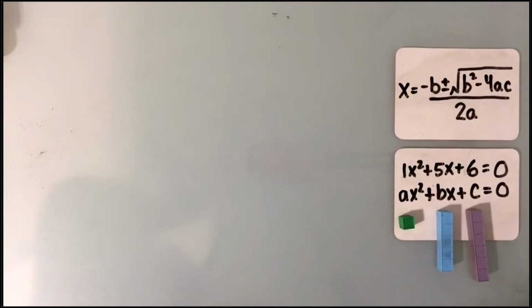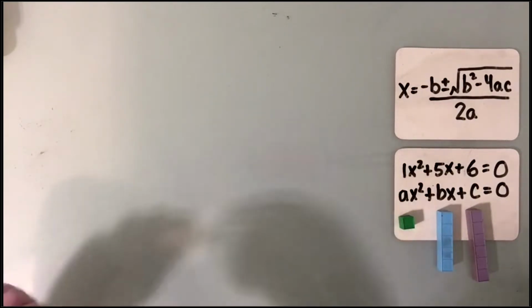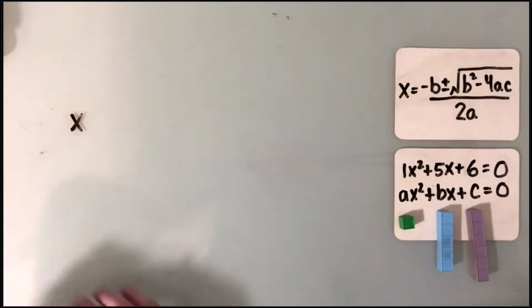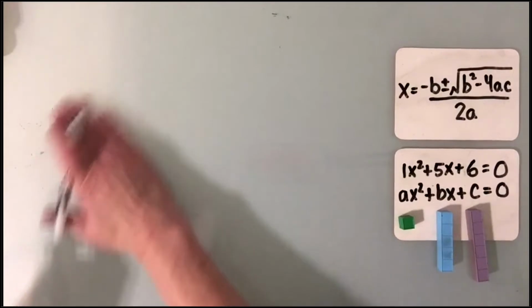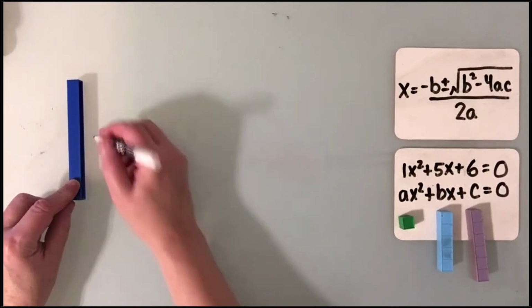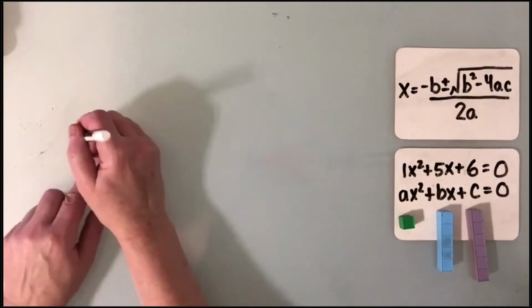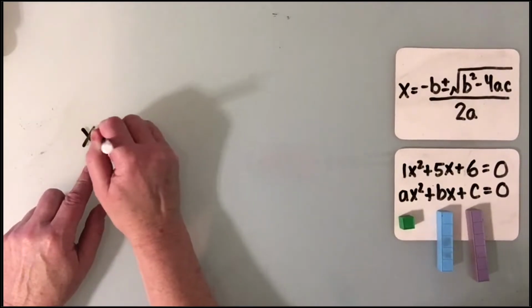Now, what we're looking for is x. So I'm just going to write x, just like that. Now, if I wanted to, I could put it as a block. There's my x. It's an unknown. What is it, right? But I'm not going to do that. I'm just going to write it as x equals.